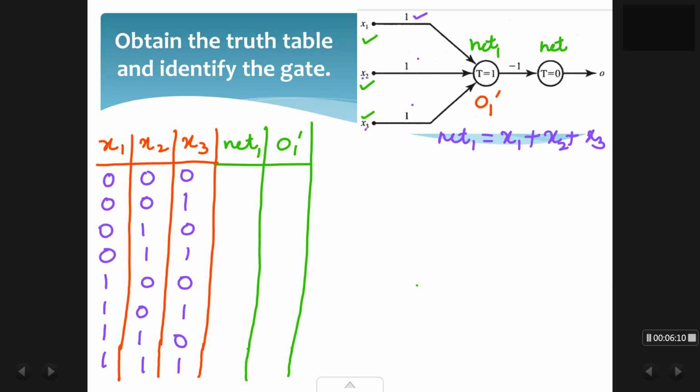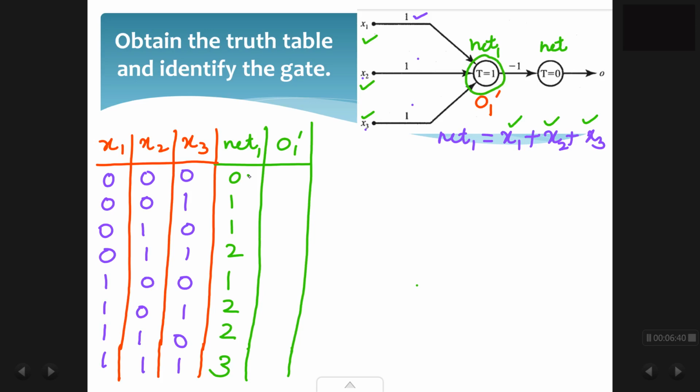Now based upon the completed truth table, we have to calculate what is net 1 and O1 dash. As we already know, net 1 is x1 plus x2 plus x3. It is very easy. It is 0, 1, 1, 2, 1, 2, 2, the last is 3. And then we have to calculate O1 dash. To calculate O1 dash, we have to look at the threshold, and the threshold is equal to 1.